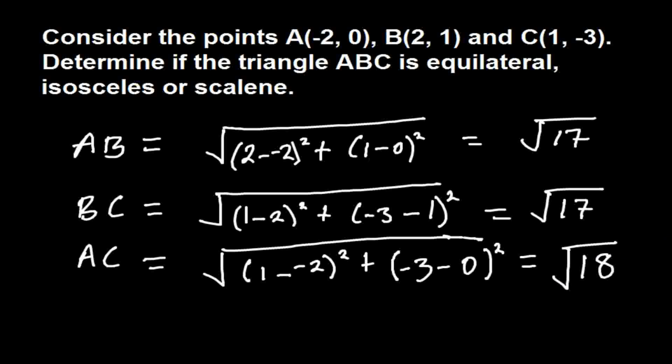So we can see that it's only two sides equal, so our final answer will be that the triangle with these coordinates is an isosceles triangle.